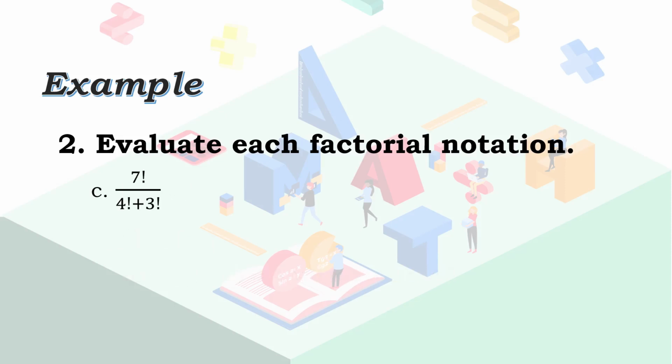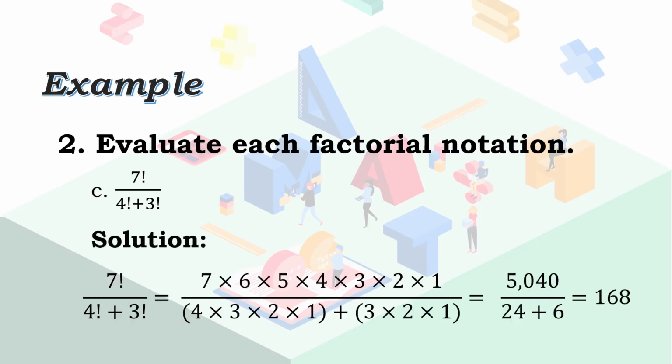To evaluate 7 factorial divided by the sum of 4 factorial and 3 factorial, we have to first get the equivalent of each factorial, or the value of each factorial. And 7 factorial is 5040, 4 factorial is 24, and 3 factorial is 6. Then we have to perform the indicated operation, and that is 5040 divided by the sum of 24 and 6. This will give us the answer 168.